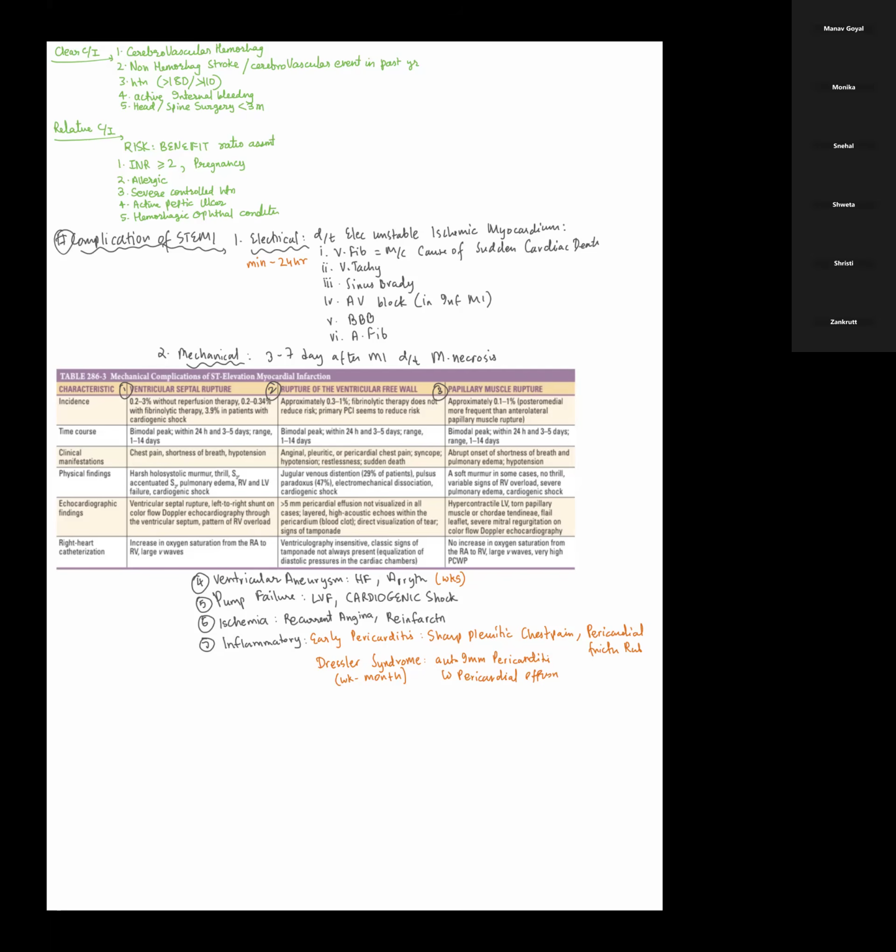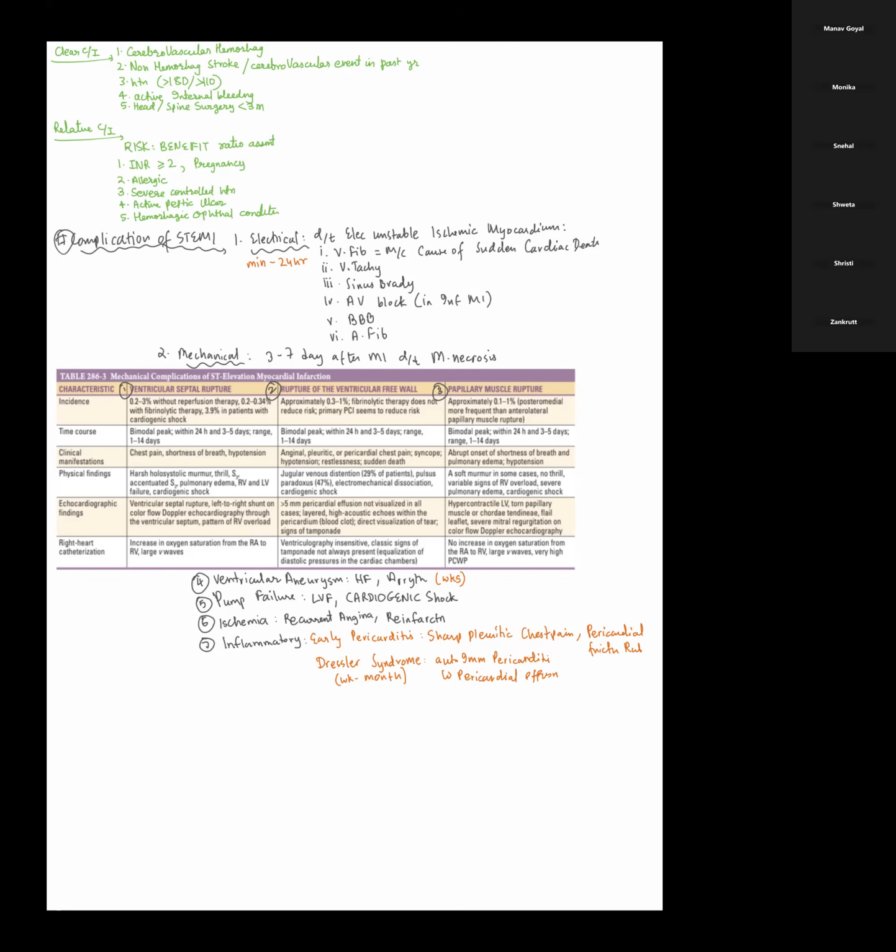So you cannot discharge the patient immediately after developing a STEMI and thrombolysing, saying that his angina is gone and you just have to put him on medical treatment, because you have to keep him in hospital to see whether he develops all these mechanical complications as well as ECG complications.